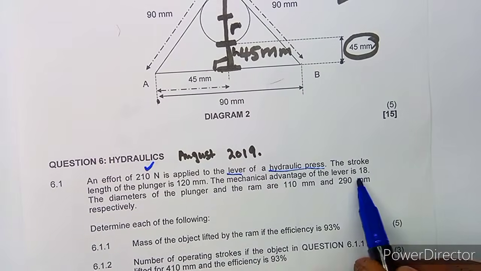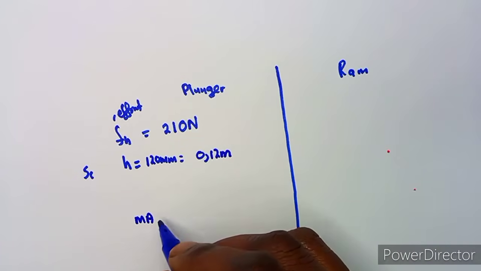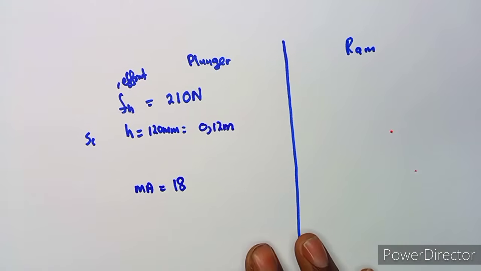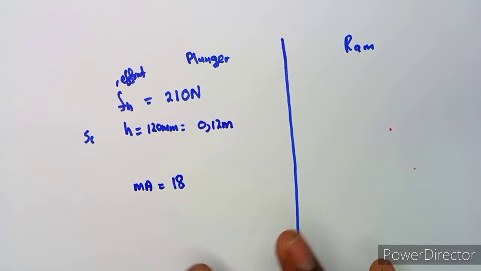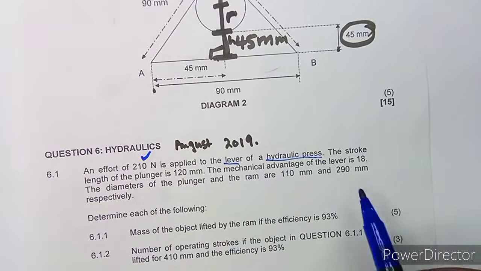Then the mechanical advantage of the lever is 18. So we also have the mechanical advantage. Let's just write it here. It does not affect us. There are so many formulas that we can use to find the mechanical advantage, so let's just write it down and move on.